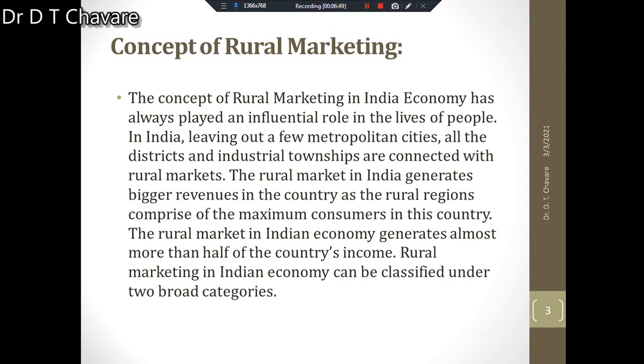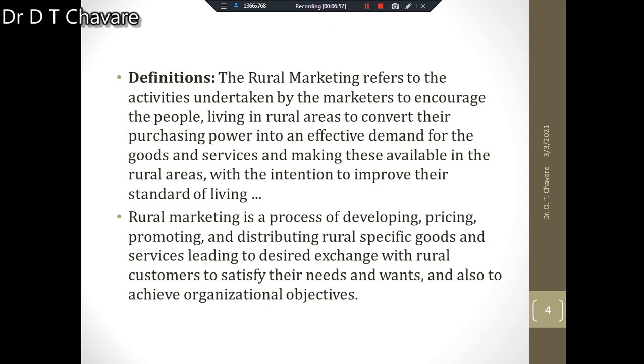And now we are going to study rural marketing. Which concept are we going to study here? Rural marketing. Now, some definitions I have given here for your study purpose, and those definitions you should also read carefully. What are those definitions?